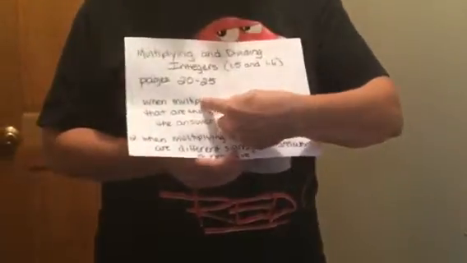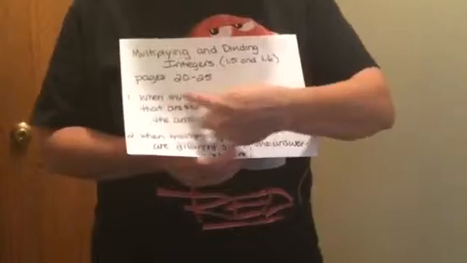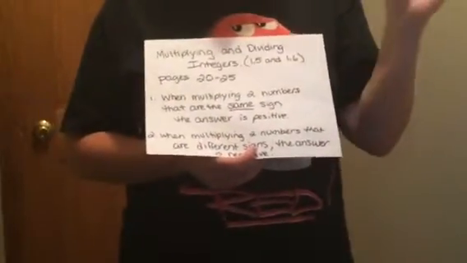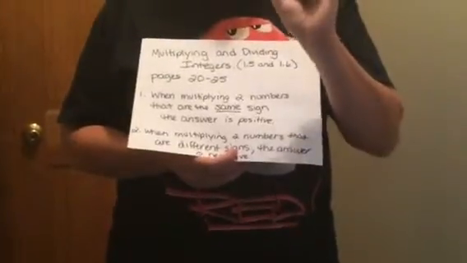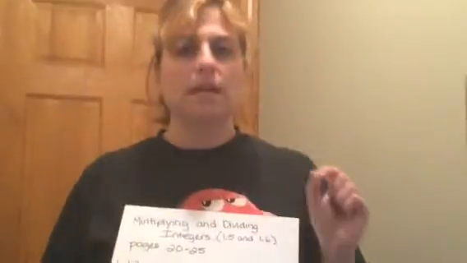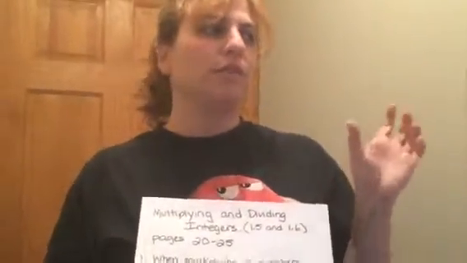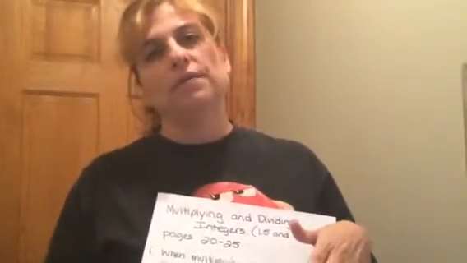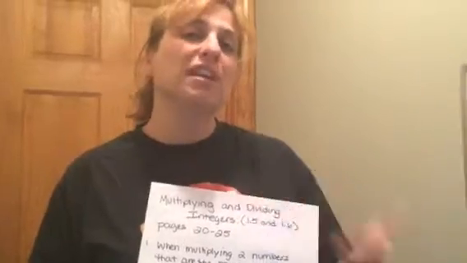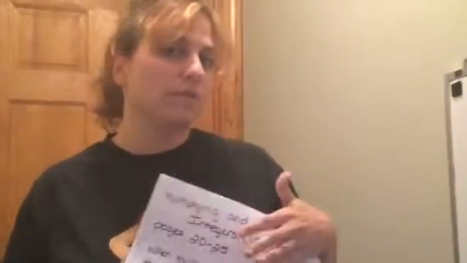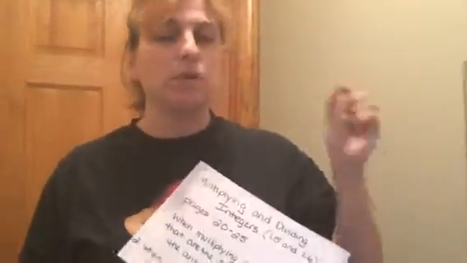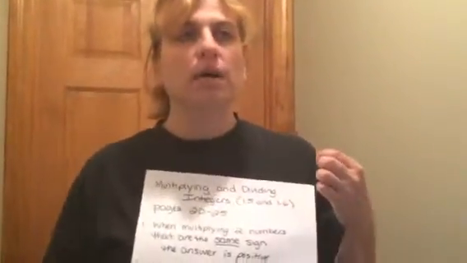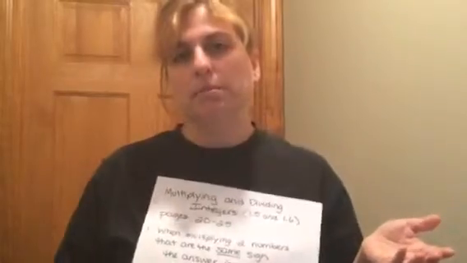When multiplying or dividing, I forgot to write or dividing, but when multiplying or dividing two numbers with the same sign, so if you have two positives, the product is going to be positive. Same thing with a division. If you're dividing two positives, you're going to end up with a positive answer. If you have two numbers that are negative, whether you multiply or divide them, it's going to be positive. Okay, so I'm going to show you some examples in a minute.